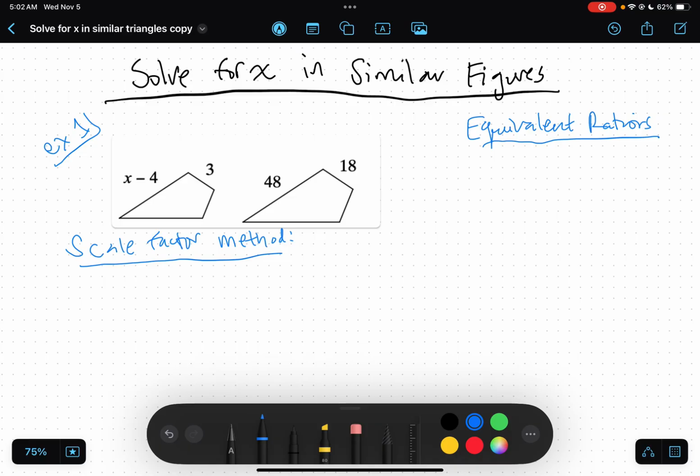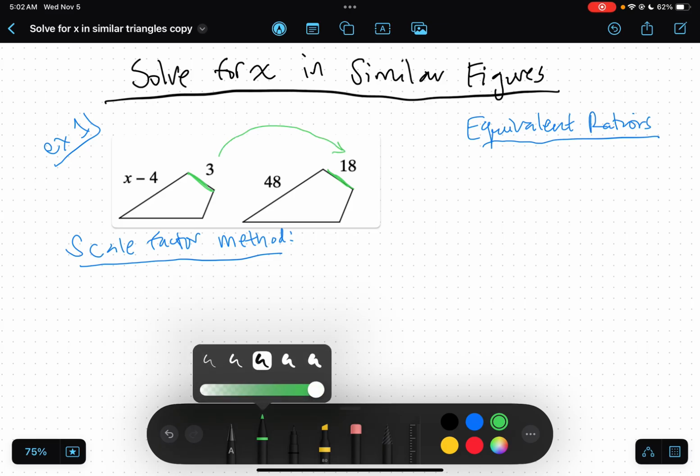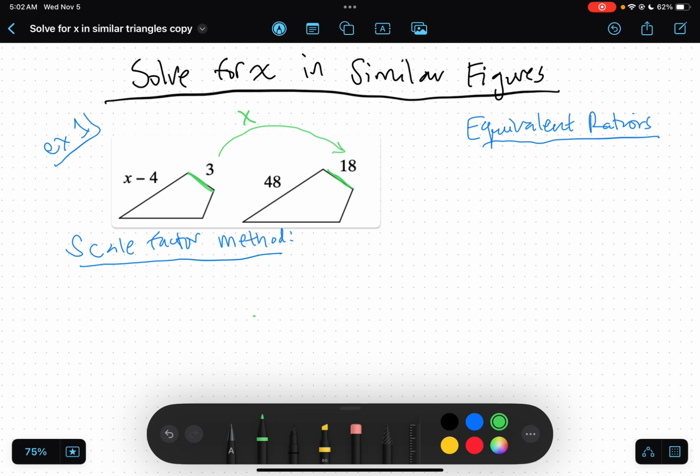Okay, so one way with scale factors is to first start by finding my scale factor. I can see that the 3 and the 18 line up. So using those two, I can find my scale factor. So 3 times what is 18? Well, 18 divided by 3 is 6, so my scale factor is 6. So what that means is that for my unknown side, my scale factor has to also be 6. So I'm going to start by saying what number times 6 gets me 48. So 48 divided by 6 tells me 8.